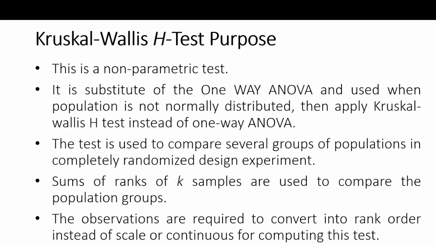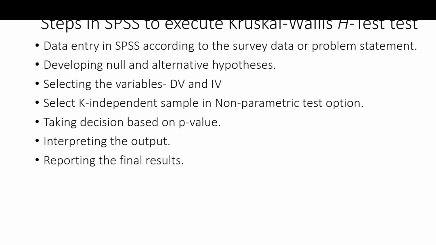The test is used to compare several groups of populations in a completely randomized design experiment. Sums of ranks of a K-sample are used to compare population groups. The observations are required to be converted into rank orders instead of scale or continuous values for computing this test.